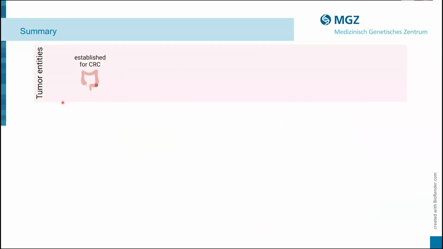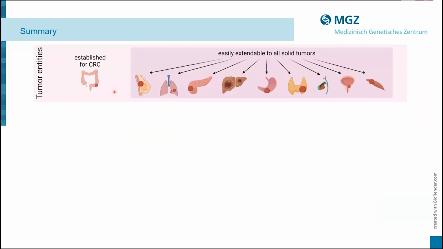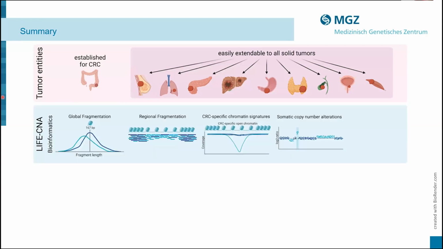So far, we established LiveCNA on a cohort of colorectal cancer patients, but we are currently in the process of extending it to other tumor entities, as it is easily extendable because all analyses are just based on those healthy controls. And we are trying to detect differences specific for the distinct tumor entity. With LiveCNA, so the analysis of global fragmentation, regional fragmentation, CSC-specific chromatin signatures and somatic copy number alterations, we were able to develop a highly sensitive and specific approach for ctDNA detection.